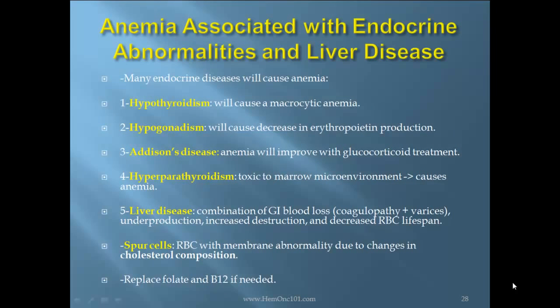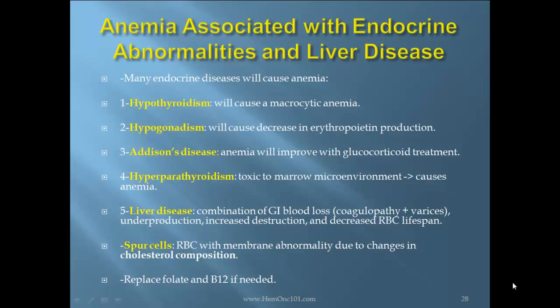Anemia associated with endocrine abnormalities and liver disease. There are many endocrine diseases which will cause anemia. 1. Hypothyroidism will cause a macrocytic anemia. 2. Hypogonadism will cause decrease in erythropoietin production and anemia. Addison's disease causes anemia, which will improve with glucocorticoid treatment. Hyperparathyroidism is toxic to the microenvironment and causes anemia.